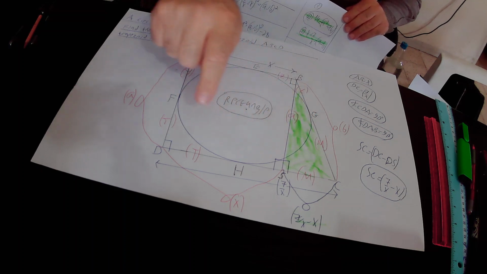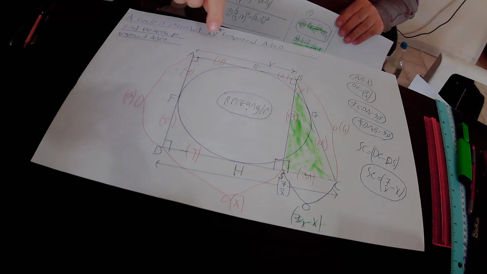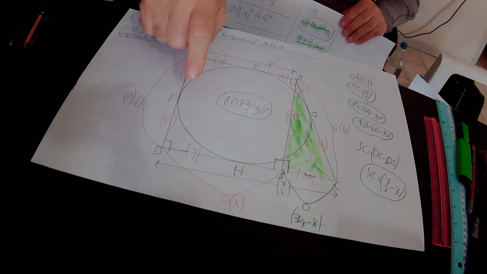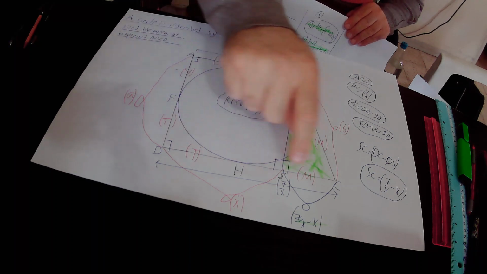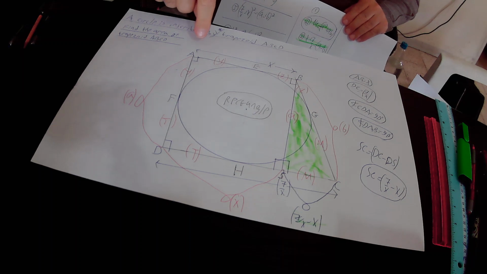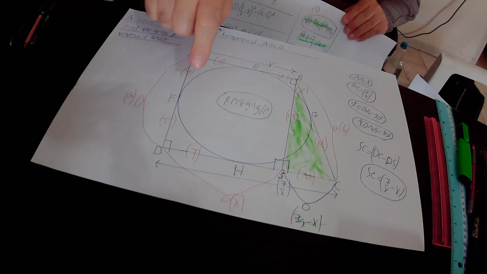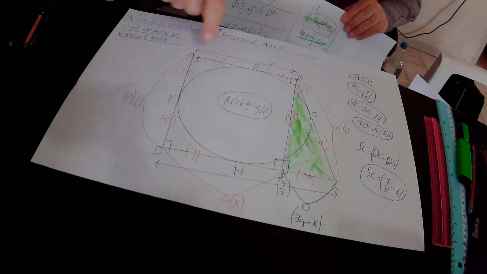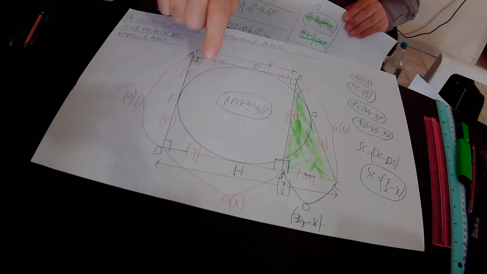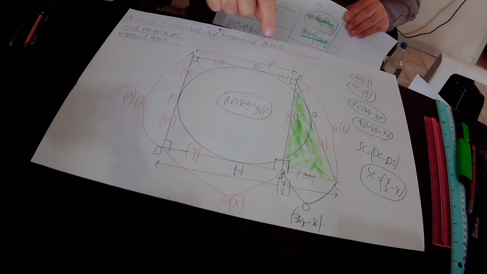But DS is part of the side line DC and is parallel to AB. So if part of a side line is parallel to another side line, then the side line DC itself must also be parallel to the other side line, that is AB. So in conclusion, we found that DC is parallel to AB, and therefore the two parallel sides are DC and AB, and therefore they are the two bases of this trapezoid ABCD.